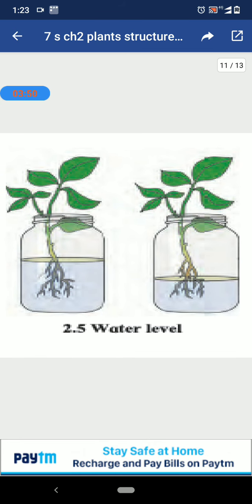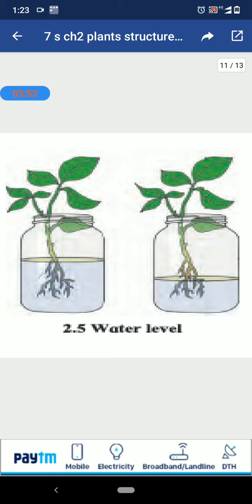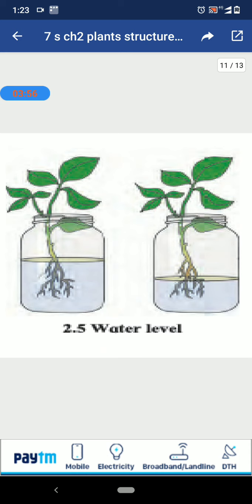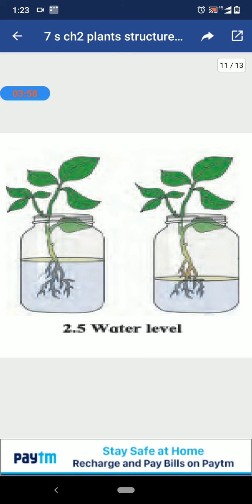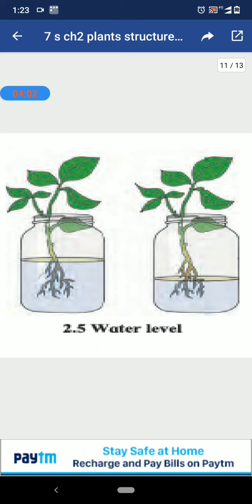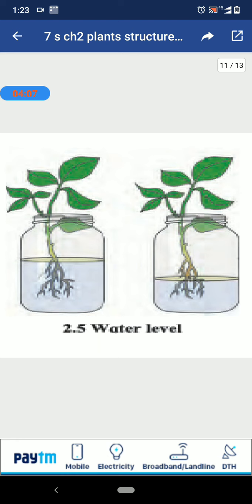After that we also saw the modified roots. Which roots do we call modified roots? They are roots that perform additional functions for the plant. They are aerial roots, stilt roots, runner roots and breathing roots. Okay, these roots we have seen.